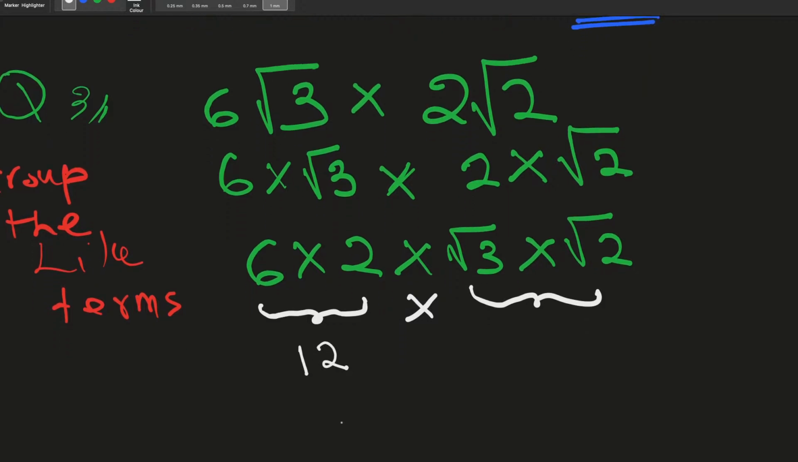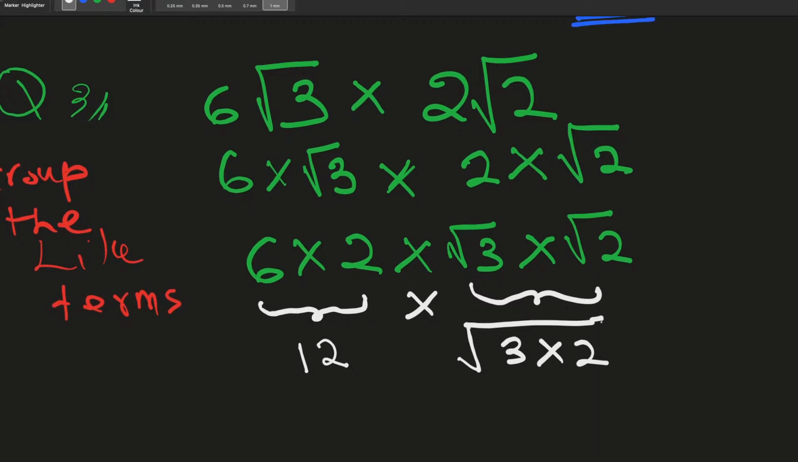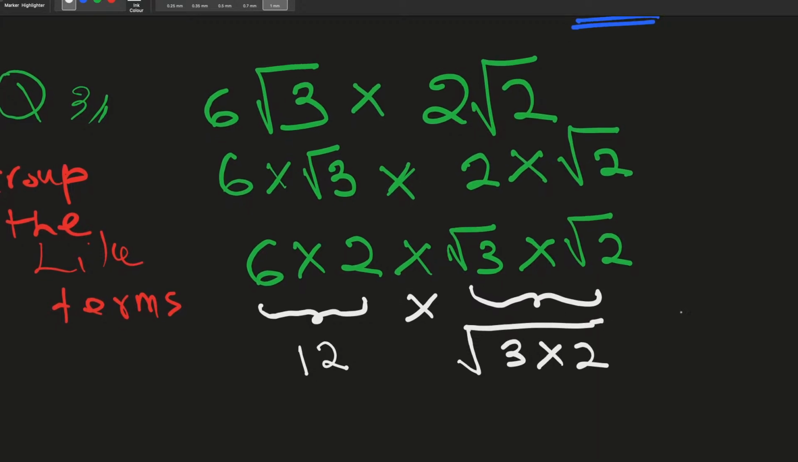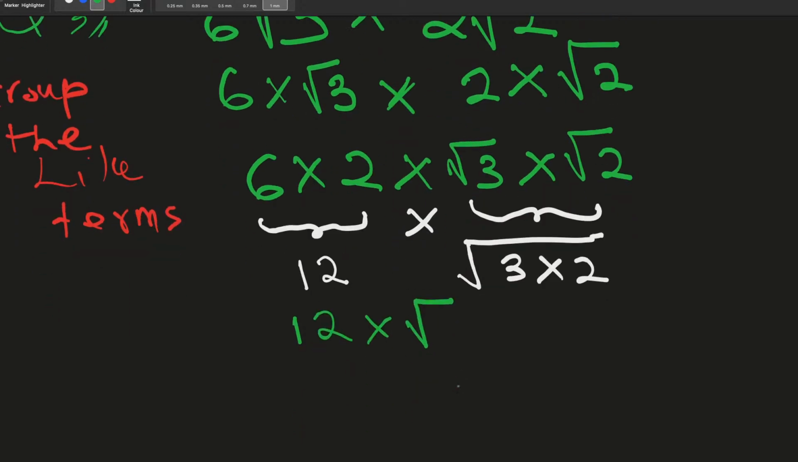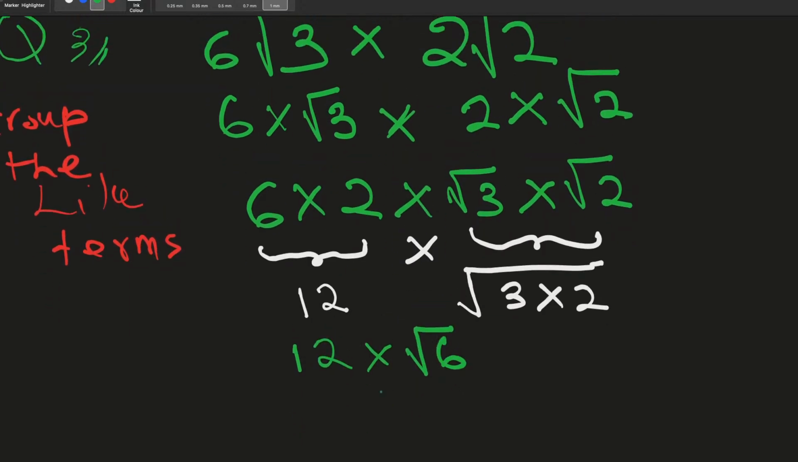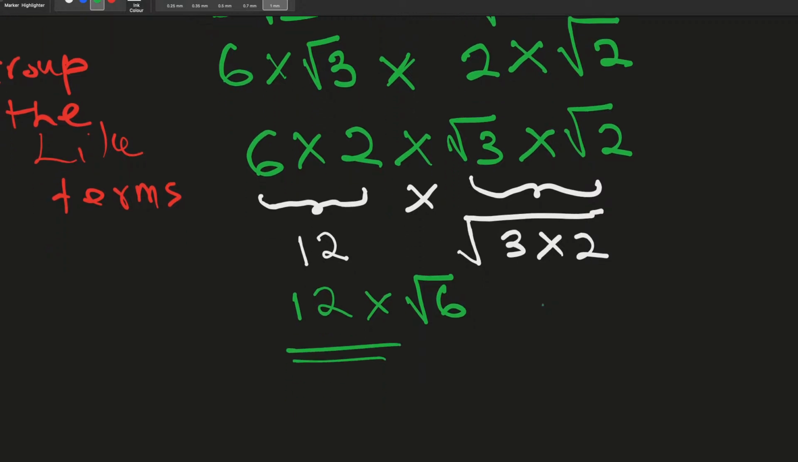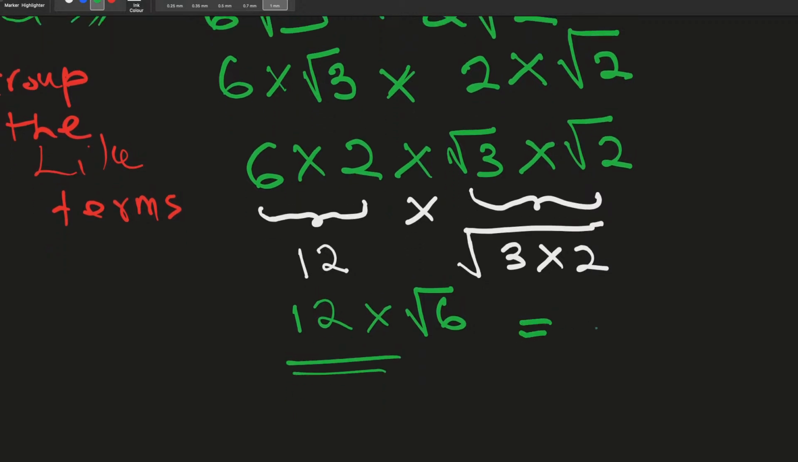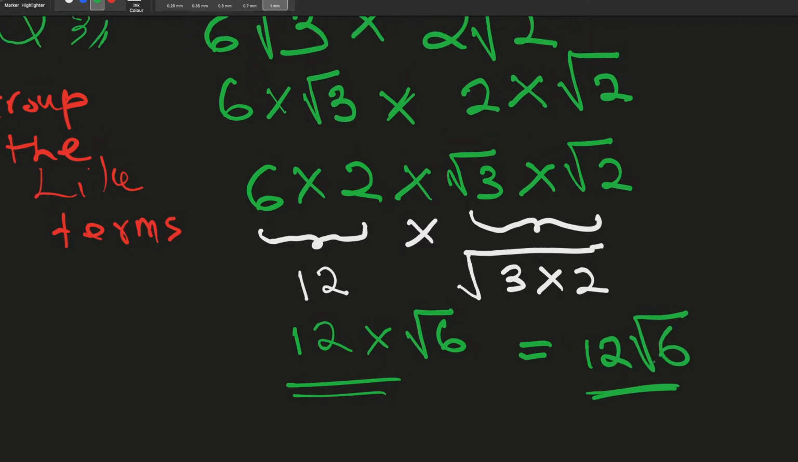Okay, this is the same as saying that the square root of 3 times the square root of 2, and that will be 6. So 12 multiplying the square root of 6. So therefore, our answer can be written as what? 12 root 6. Very beautiful and simple.